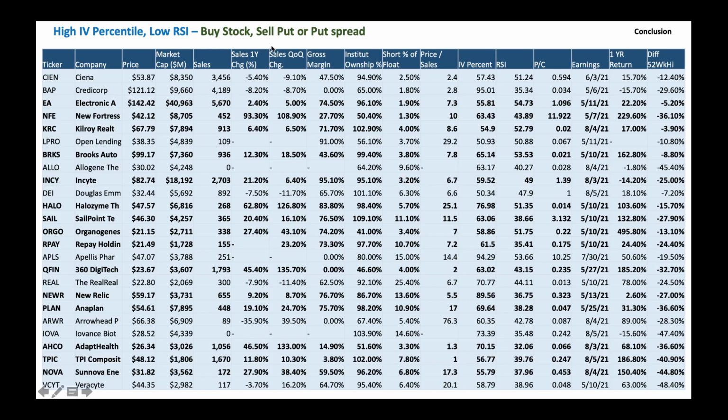I'm trying to go through this quickly and see what's a good candidate here. EA is one of my favorite stocks. We could do EA. The stock is at 142, and it's 5.20% off of its 52-week high. That's one idea. Let's look at that one, and also we can look at other ideas. Let's first look at EA.